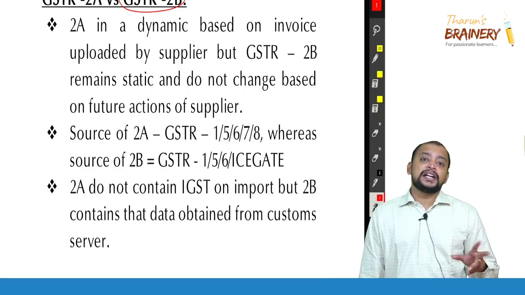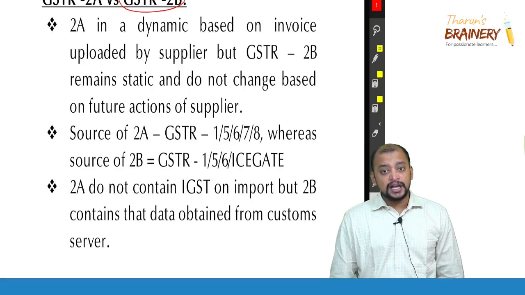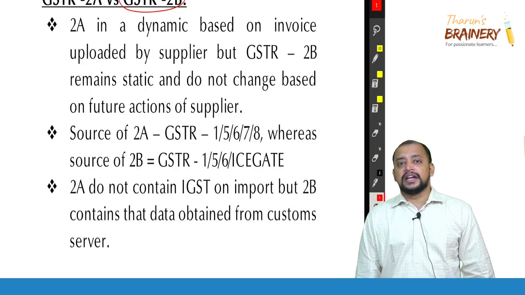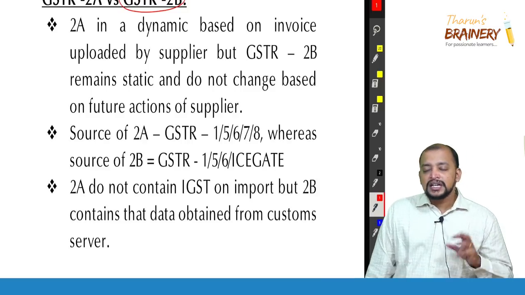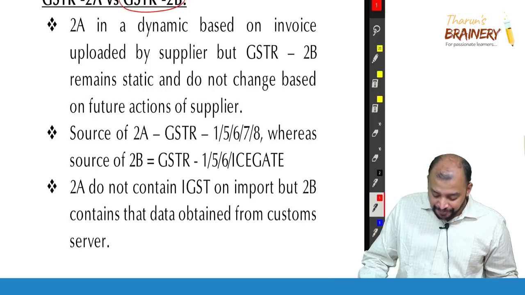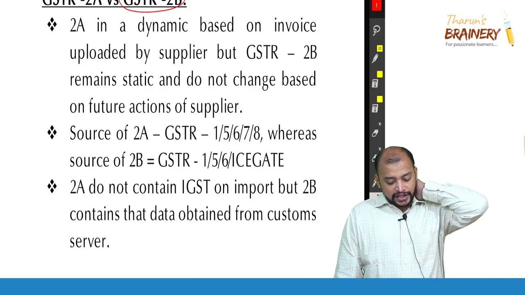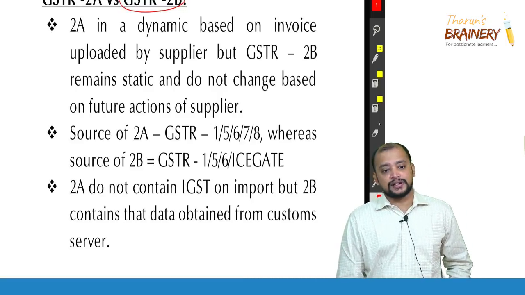But 7 and 8 information will not be there in 2B. TDS, TCS information will not be there, and information from ICEGATE, that is the imports data, will be there. On imports we pay IGST. That IGST data will not be there in 2A, but it will be there in 2B. Now, 2A does not contain IGST on import, but 2B contains the data obtained from the customs server.